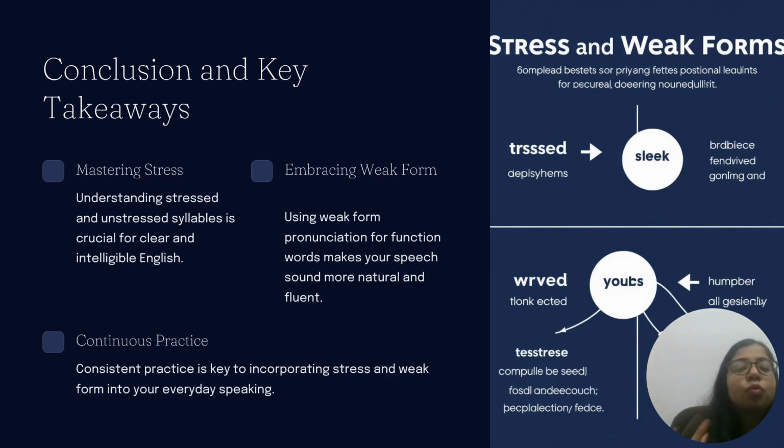Next, the key takeaways. How to master stress is understanding stressed and unstressed syllables, and recognizing them mostly. You have to recognize them. That is when you can create your own rhythm while speaking. Okay. Then embracing weak form. You need to embrace weak form. Okay. You should know where you need to pronounce them properly and where you don't, just for a fluent conversation. Next is continuous practice. Of course, you need continuous practice for that.